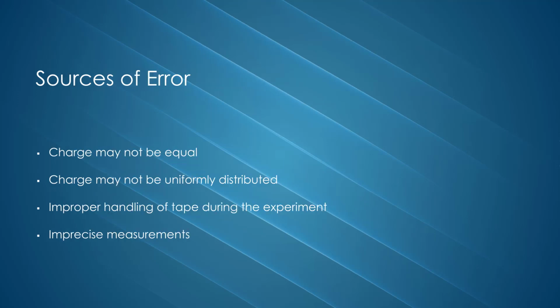Sources of error. There might be some issues with our assumptions because the charge of the two tapes may not be equal and they may not be uniformly distributed. There also could be some issues from not handling the tape properly or from imprecise measurements.